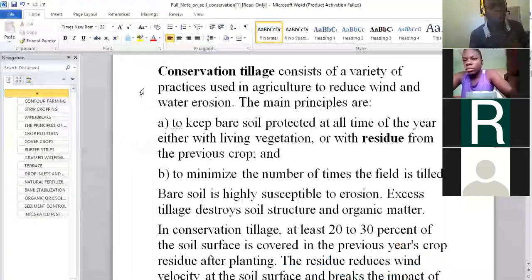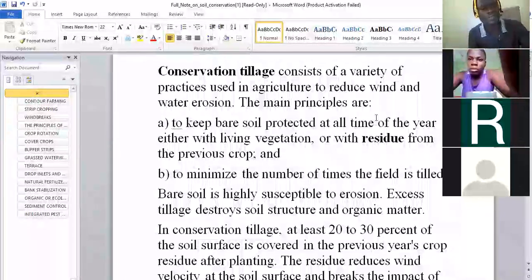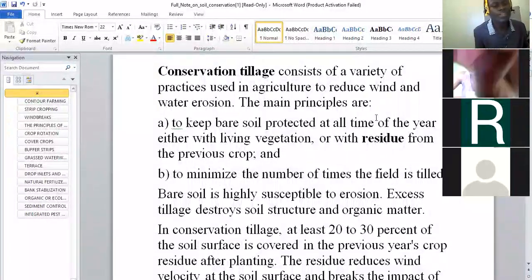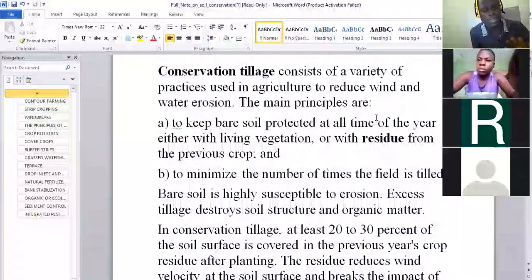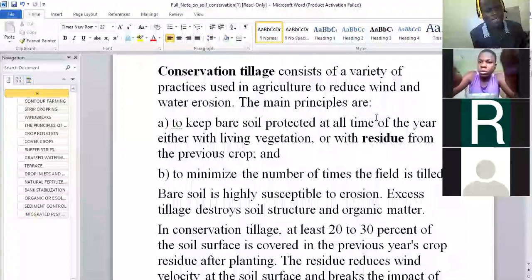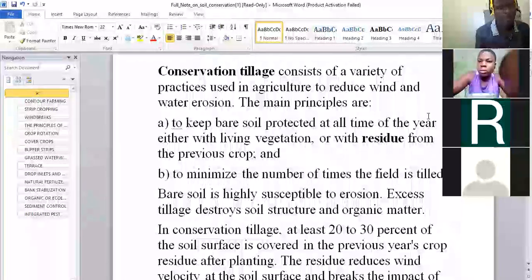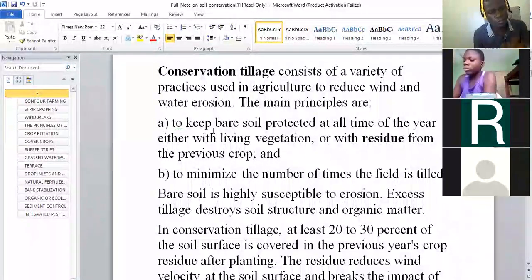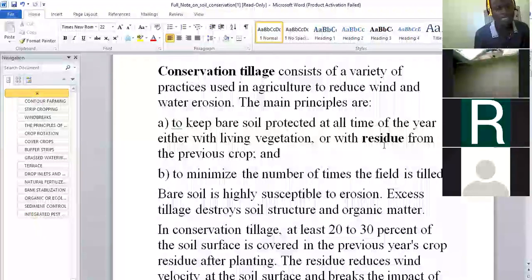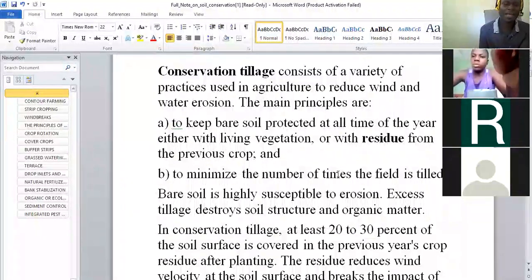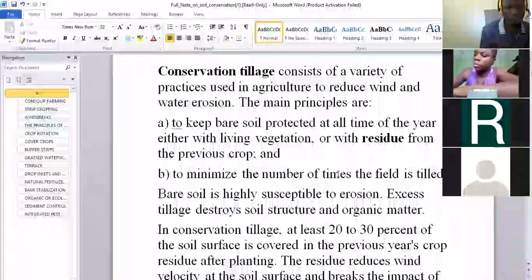So the main importance of conservation tillage is to reduce erosion that is caused by wind and by water. Now, what are the principles that we use to do this? We should be able to keep bare soil protected at all times throughout the year, either with living vegetation or with dead plants or dead residues from the previous crops.